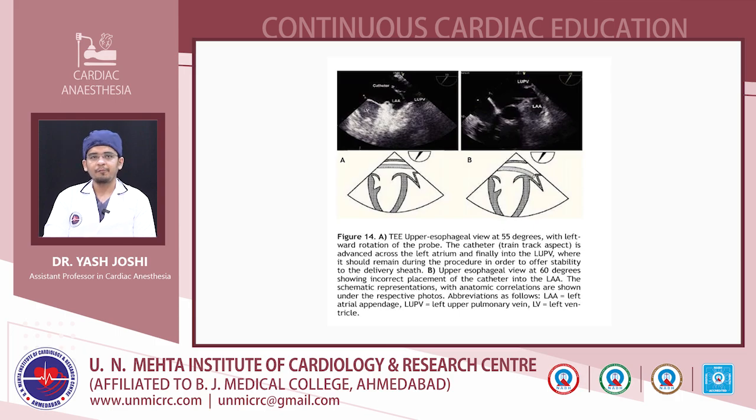Now, the second important point for this device closure: after puncture of the septum, the wire and the sheath must pass through the pulmonary vein, that is the left upper pulmonary vein, and not the LA appendage, because placement of the sheath and the wire in the left upper pulmonary vein provides better stability than the left atrial appendage. Also, the left atrial appendage is a very fragile structure. It might lead to complications like rupture of the appendage as well as hematoma and tamponade.